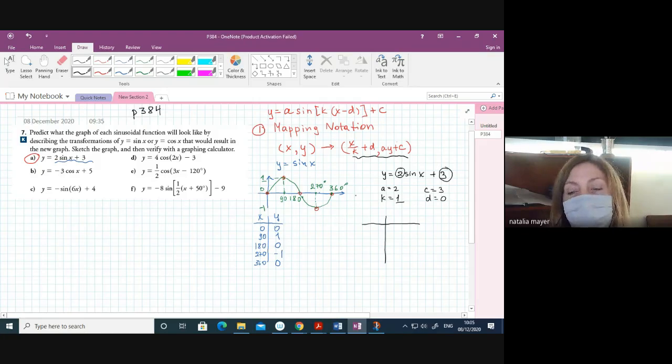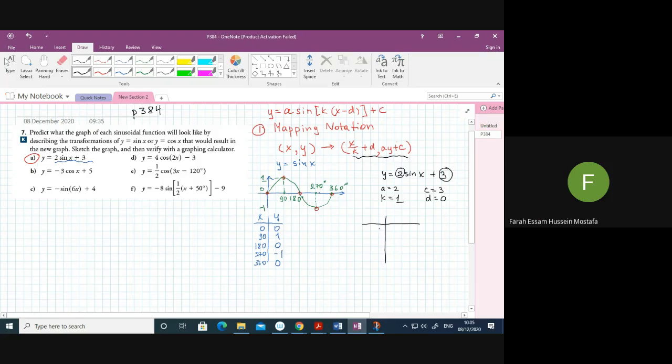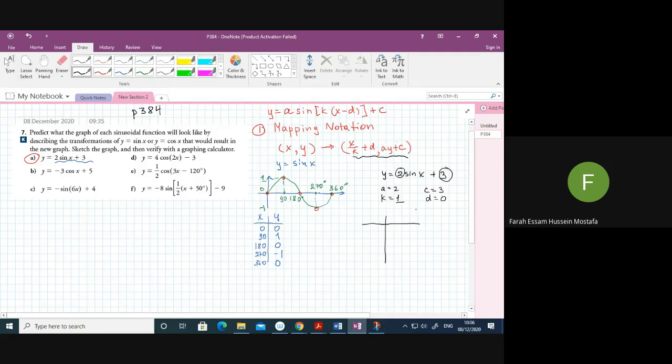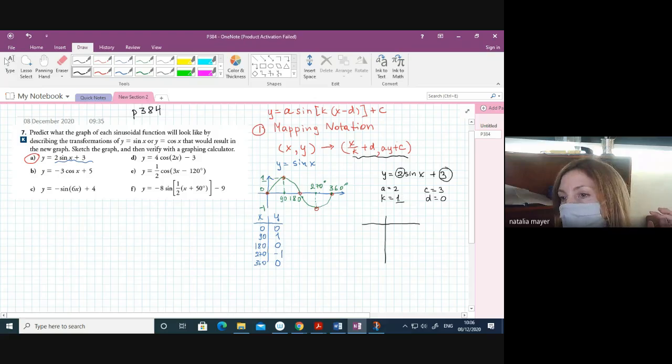All right. Based on this formula and these values, let's make up the mapping notation formula for this function. Miss, why is k 1, not 0? What are you saying, Farah? Why is k 1, not 0?